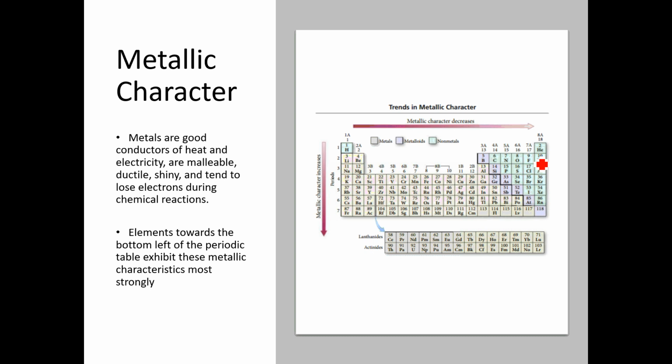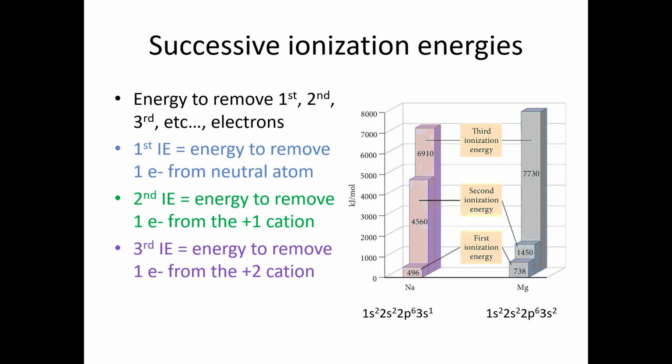And then over here on the top right, you get your nonmetals. So you can also think about periodic trends in metallic character as well. All right, now let's talk about successive ionization energies.